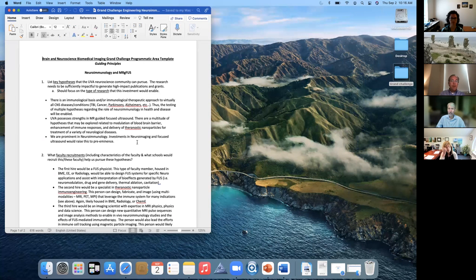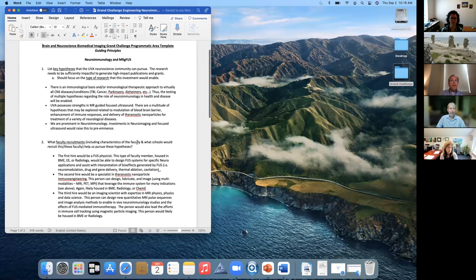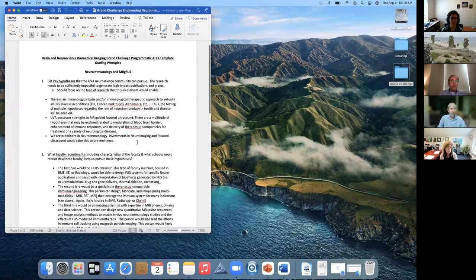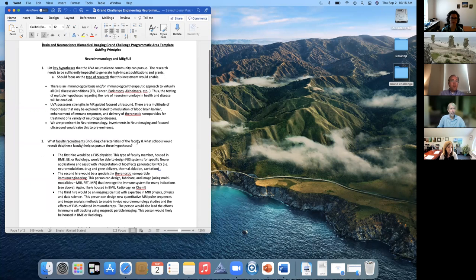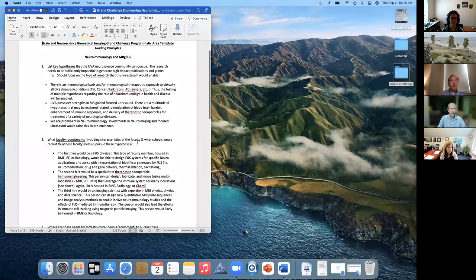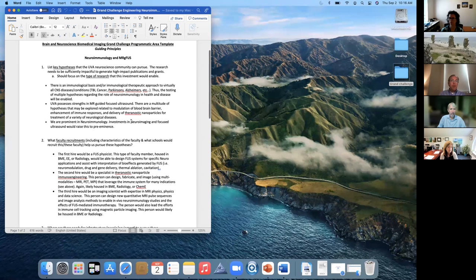That I think is a really helpful way for organizing thoughts around these grand challenges. And so related to neuroimmunology and MR-guided focused ultrasound, key hypotheses, again, these aren't specific research questions. These are more the types of rationale and general areas from a programmatic perspective that we would look at.